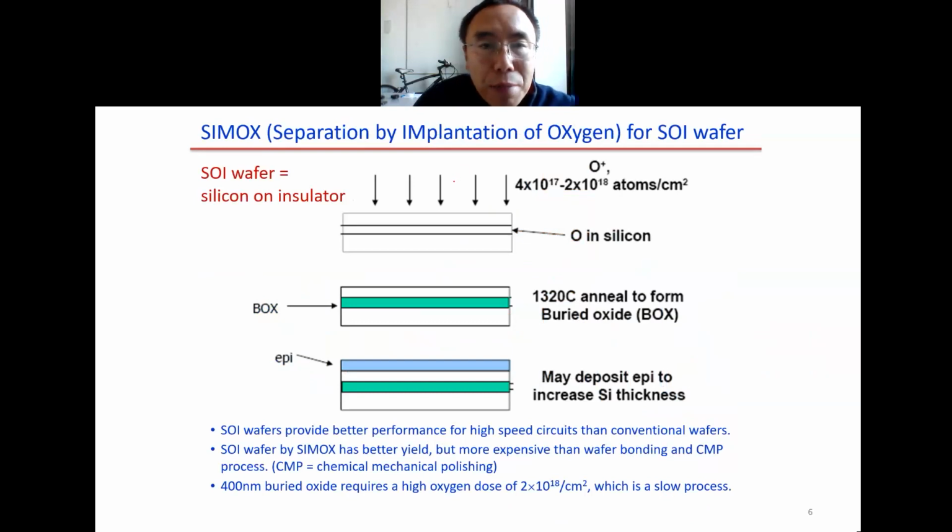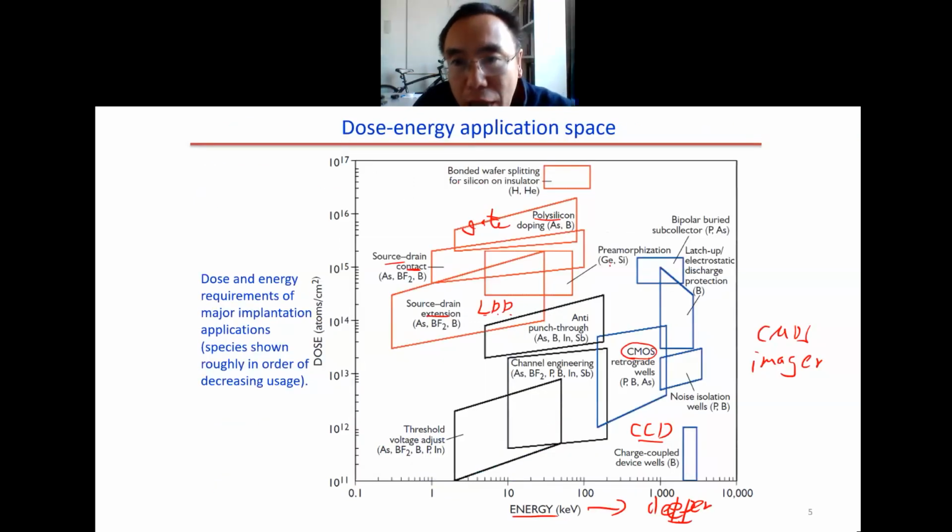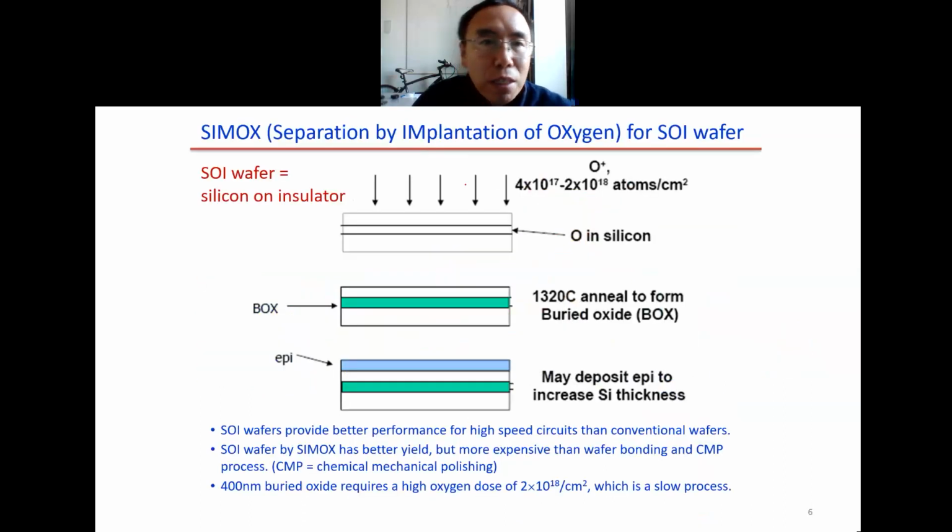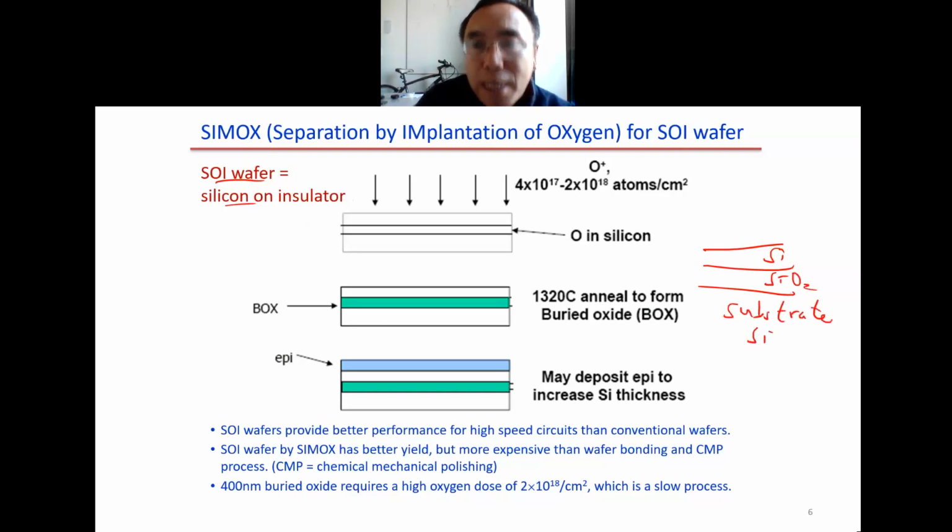Another application, as you see here, is SOI wafers. This is silicon on insulator, for wafer bonding. So now we talk about the SOI wafer. SOI means silicon on insulator. We have the silicon, then the silicon oxide, and then the substrate. The substrate is also silicon. So this is the SOI, silicon on insulator.